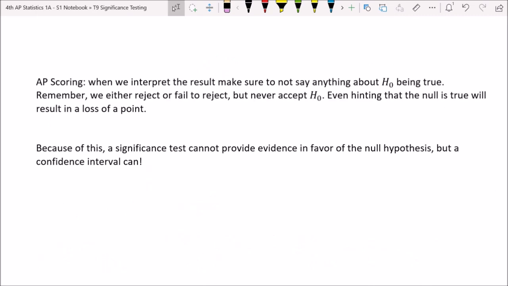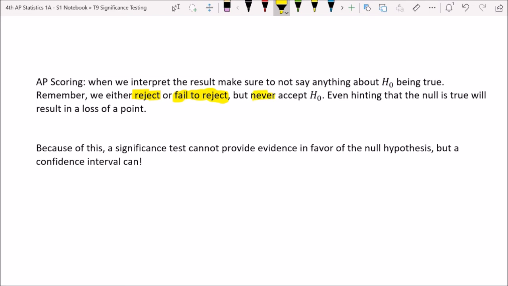All right, final note before we end today. I do want to let you know a little bit about AP scoring. Okay, when you do that interpretation, you can never say anything about the null being true, and that's kind of what I was talking about a minute ago. Even when we fail to reject, that does not mean the null hypothesis is true. You can either, and I'm going to highlight what the language is here, okay? You can either reject or you can fail to reject, like how we said guilty or not guilty in the previous video, but you can never accept the null, okay? Never can you accept the null.